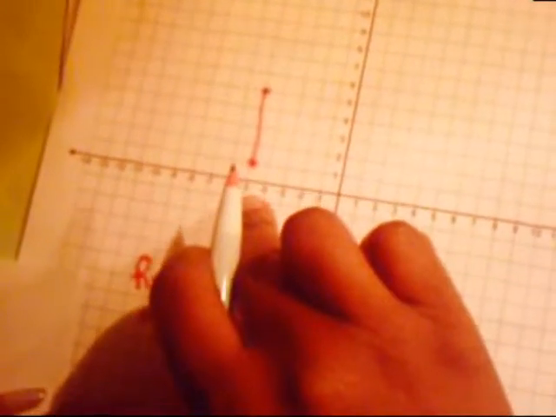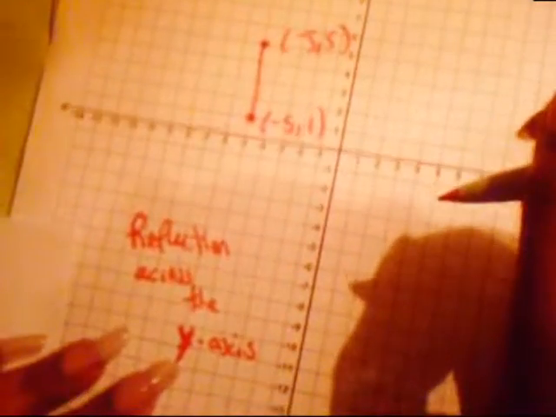So guys, here's our last image. You see it's another little line. What we need to do is name the coordinates. This coordinate is (-5, 1). And this coordinate is (-5, 5). And we're going to reflect this image across the y-axis. So remember our rule is that (x, y) goes to the opposite of x, y.